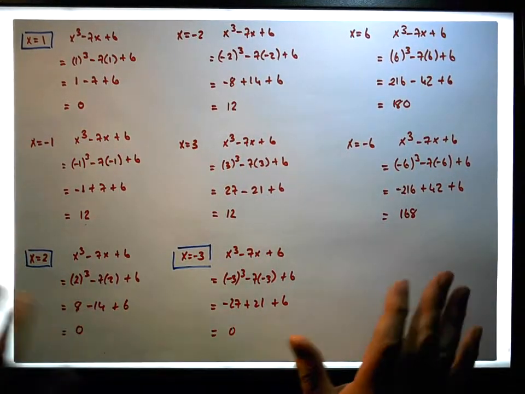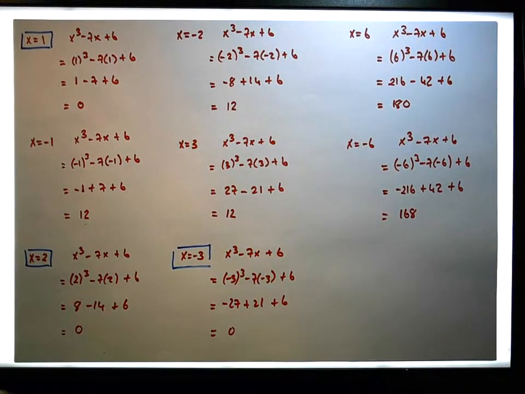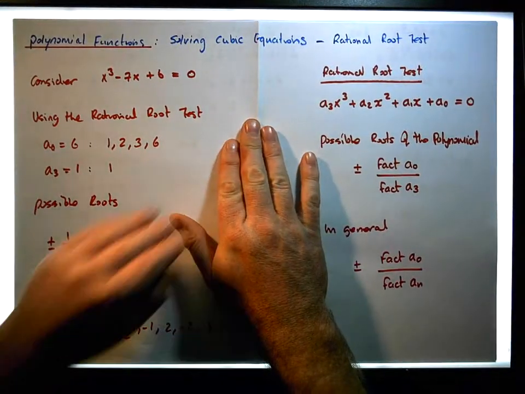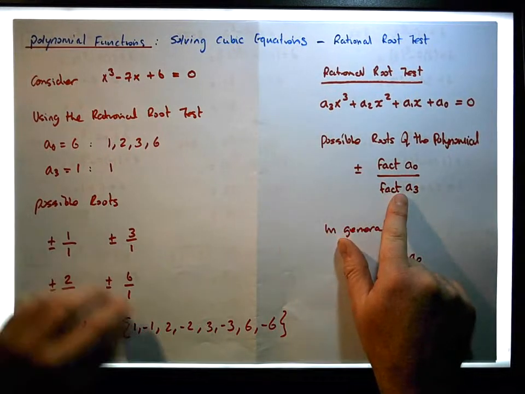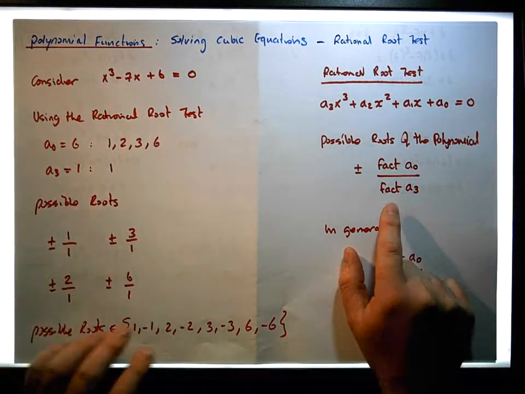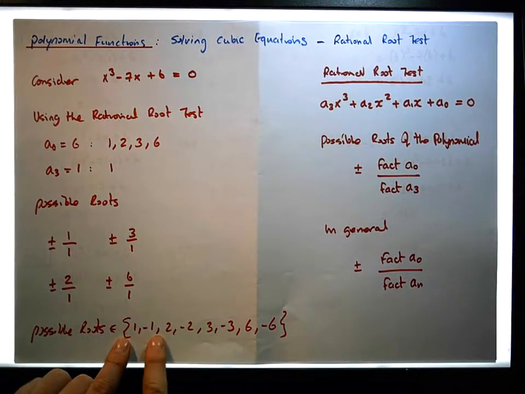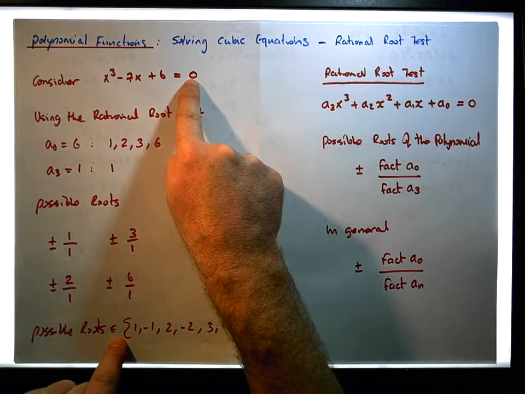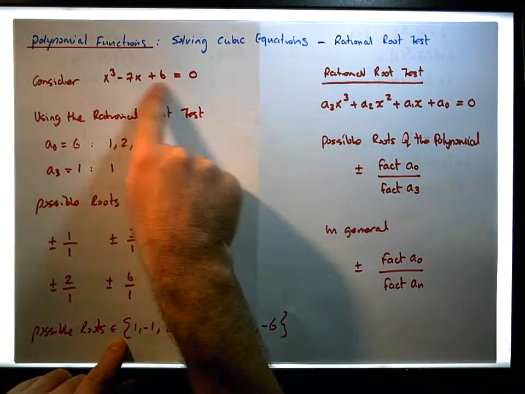So from the rational root test, when you list all the factors of a0 and the factors of a3, and look at the rational combinations of them, plus or minus, in this particular case we ended up with 2, 4, 6, 8 possible roots to this polynomial. What does it mean to be a root? It means that when I substitute any one of these in, I get 0.